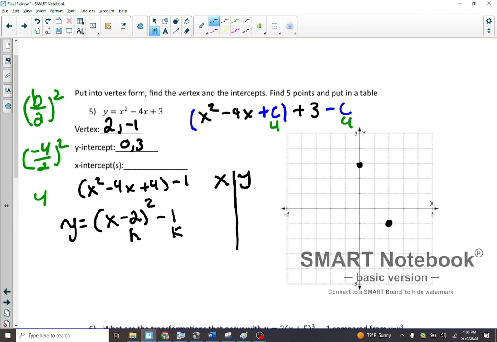So I make my table. Remember, in the middle of your table is always your vertex. So I'm going to put the vertex purposely in the middle, 2 comma negative 1. Then I'm going to go 2 smaller and 2 bigger. So 1 and 0, and 3 and 4.